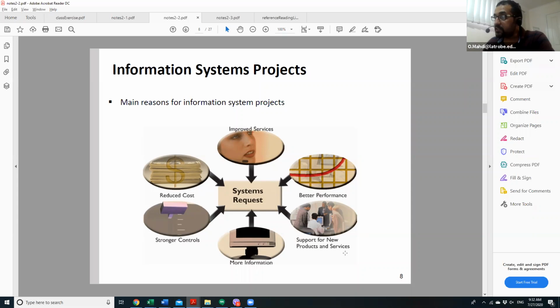Other reasons include supporting new products and services, providing more information through existing information systems, and stronger controls. Another is to reduce cost. You feel, for example, that the current cost of running this information system is quite high, so you are going to do an enhancement to the existing information system that will reduce the cost of running it. So these are the main reasons for information system projects.